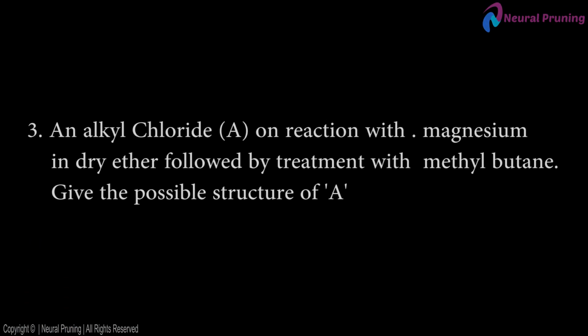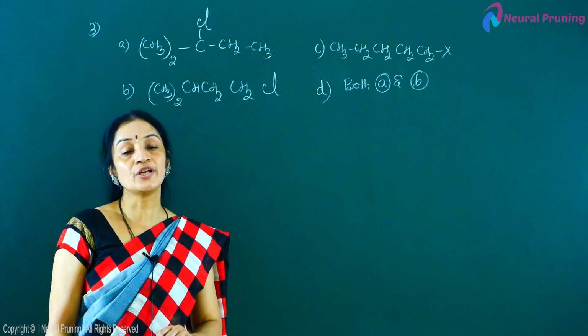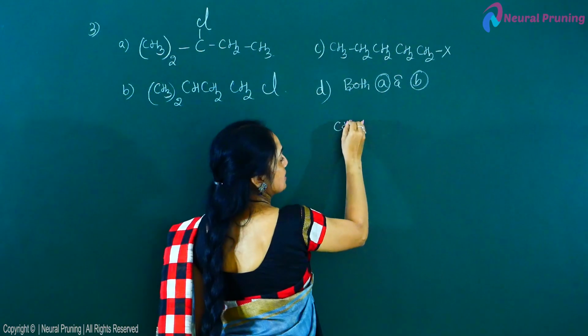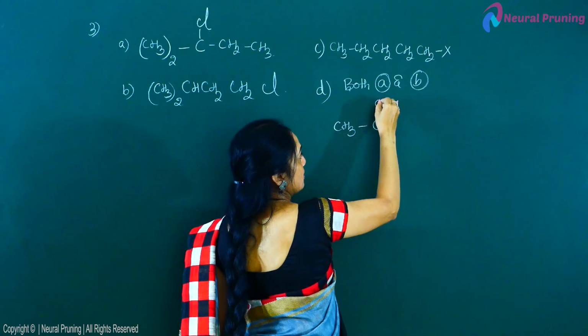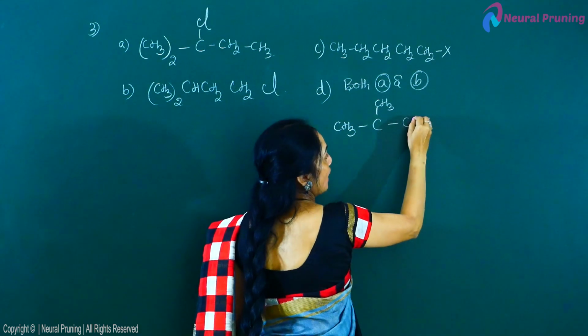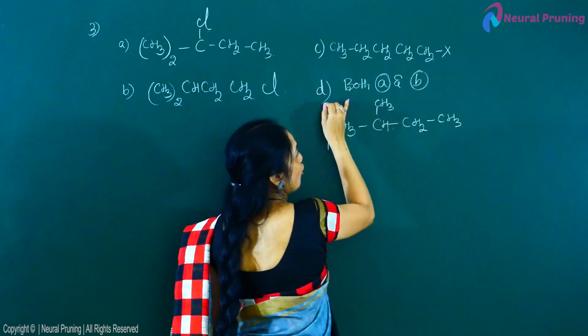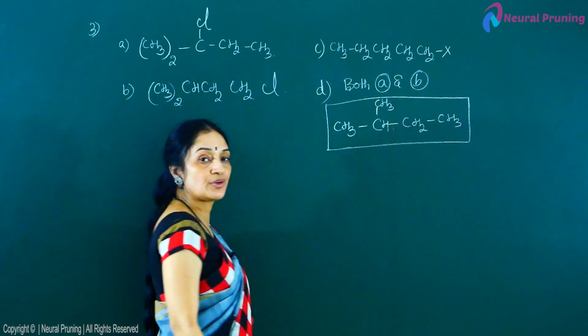chlorobenzene. An alkyl chloride A on reaction with magnesium in dry ether followed by treatment with ethanol gives 2-methyl butane. Give the possible structure of A. Now, according to the question, we are supposed to get 2-methyl butane. The structure for that is CH3C, at the second position we have a methyl group, and it is a butane. Okay, this is the compound we are supposed to get, 2-methyl butane.